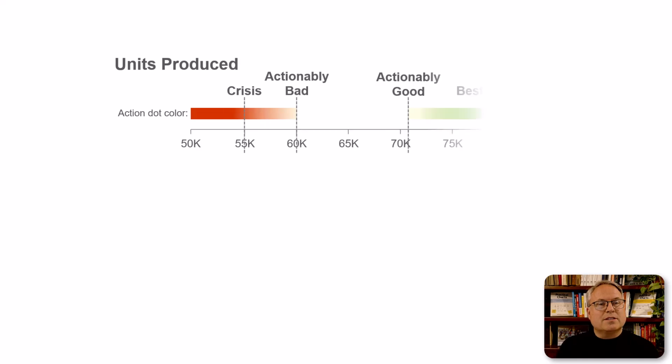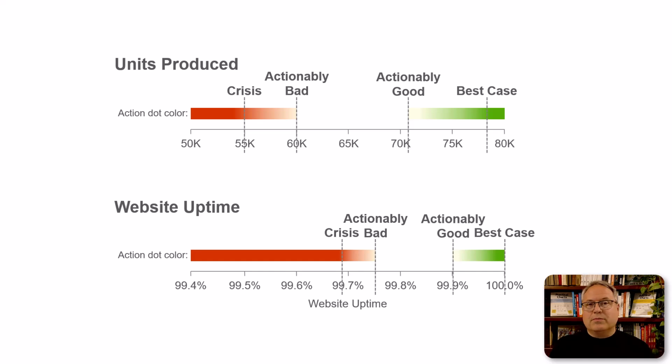Whereas with action dots, of course, each metric gets its own set of thresholds, right? And so for units produced here, if it bounces around between 60 and 70, it's never going to get flagged, essentially, which is kind of what we want. Whereas with something like website uptime, like we're looking at, well, if it falls outside of this very narrow range, if it starts to drop below 99.8%, well, then it starts to get flagged, right?